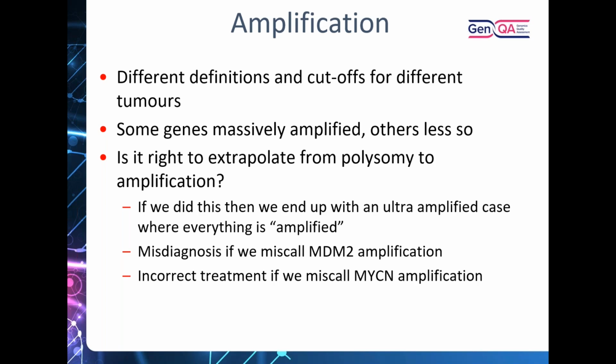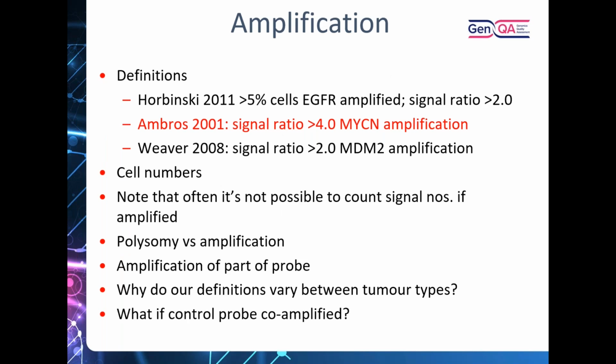Polysomy as well. Those of us that look at tumours on a regular basis will see that polysomy is just part and parcel of what we see in lots and lots of tumour types. Large cells, multiple extra copies of chromosome regions. If you're not careful with your definitions, you can end up with total amplification of everything, because you've got 9, 10 copies of everything, and that isn't necessarily true.